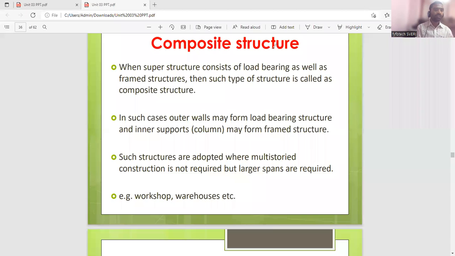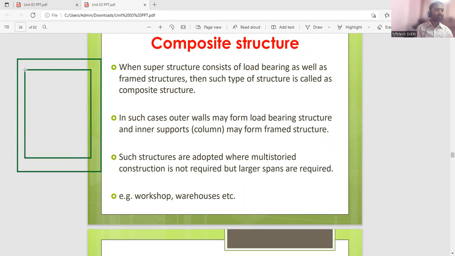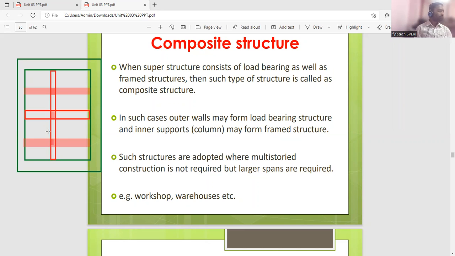Yes, this is very important from the exam point of view. In the RCC frame structure, outer walls are made up of load bearing and inner walls are made up of columns. So here there will be columns, here there is a column, and if there is one more beam here. Inside what remains, a column; outside what is there? See, the load from this slab is transferred to this side, the load from the center slab comes onto the beam, the load from this slab goes to the wall, from this beam it will go onto the column and from this beam it will go onto the wall. So this is how the load is transferred in the composite structure.